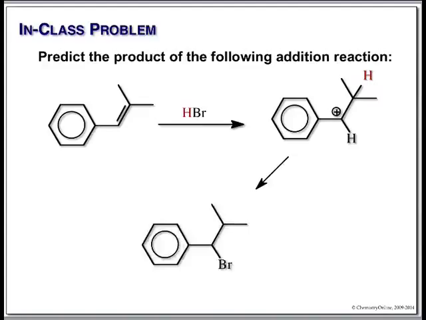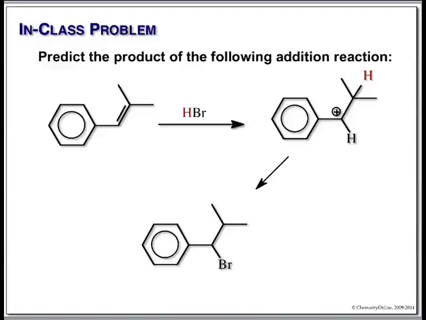No, this has one hydrogen. That has none. Markovnikov would say the hydrogen would go here. He's wrong. So that's why Markovnikov's rule isn't always worth remembering. Simply remember, you're going to form the most stable carbocation. Benzyl is more stable than tertiary.